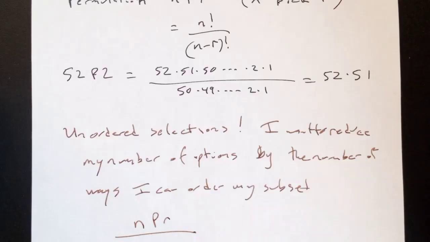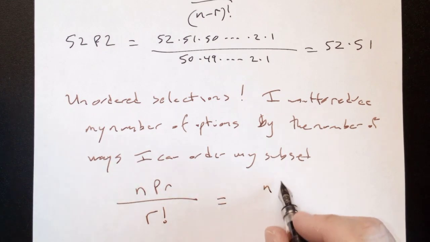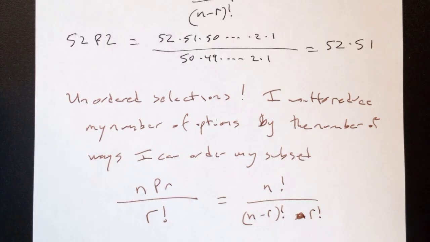So I'm going to divide again. And I'm going to divide by the number of ways I can order the things I got. But I got R items. So I'm going to divide this number by R factorial, which is the same as saying that I'm going to get now an extra R factorial on the bottom of my formula. I'm dividing not once, but twice. This is known as a combination and is written nCr.